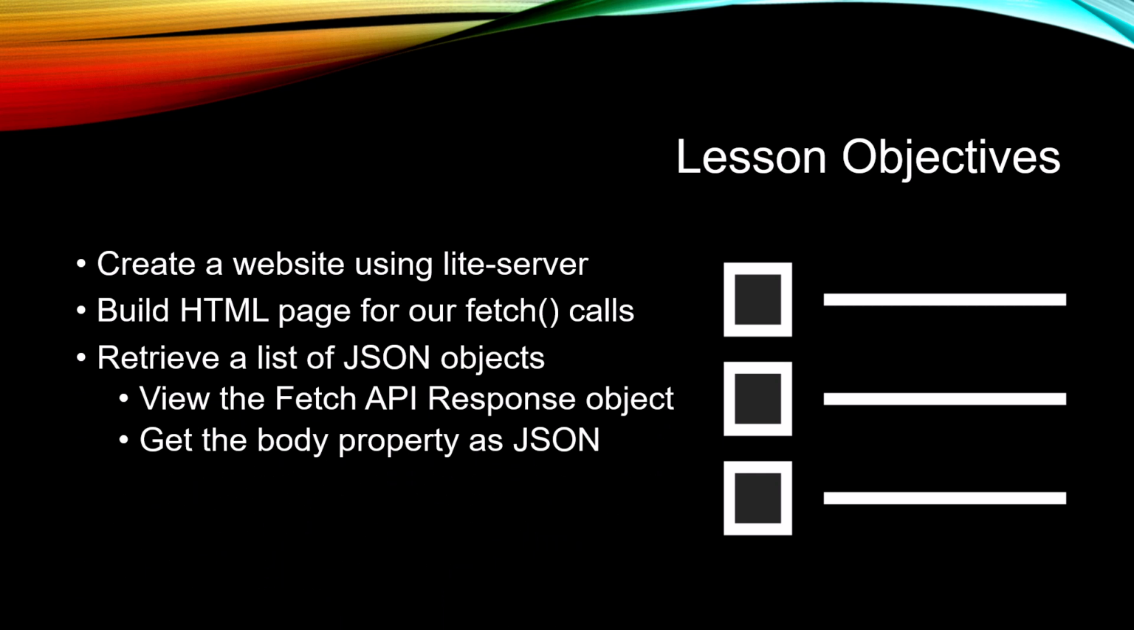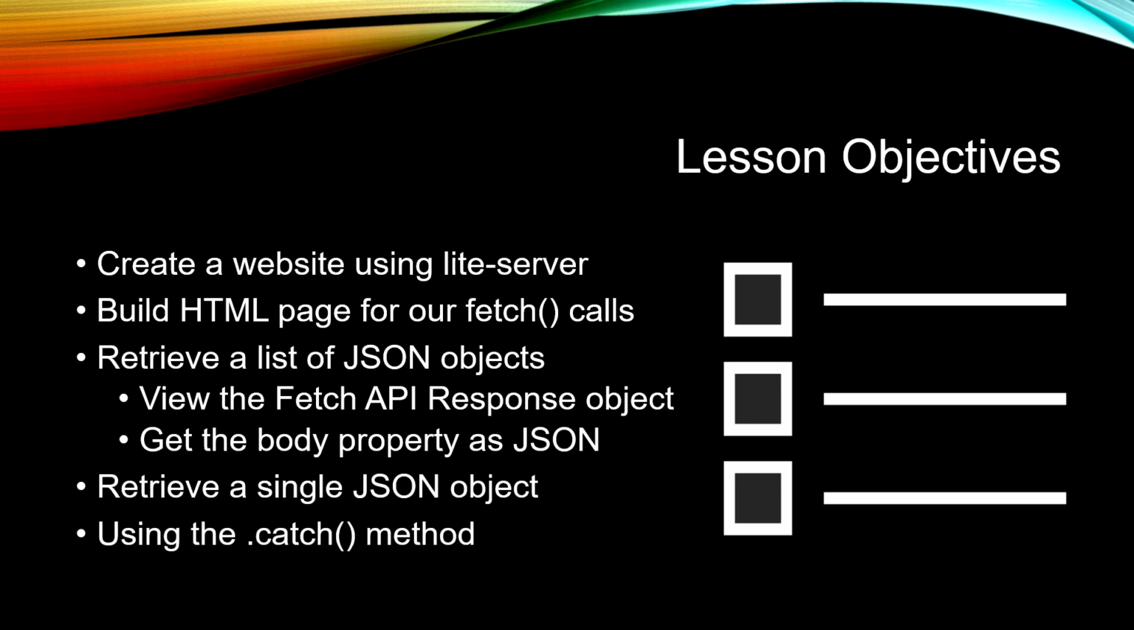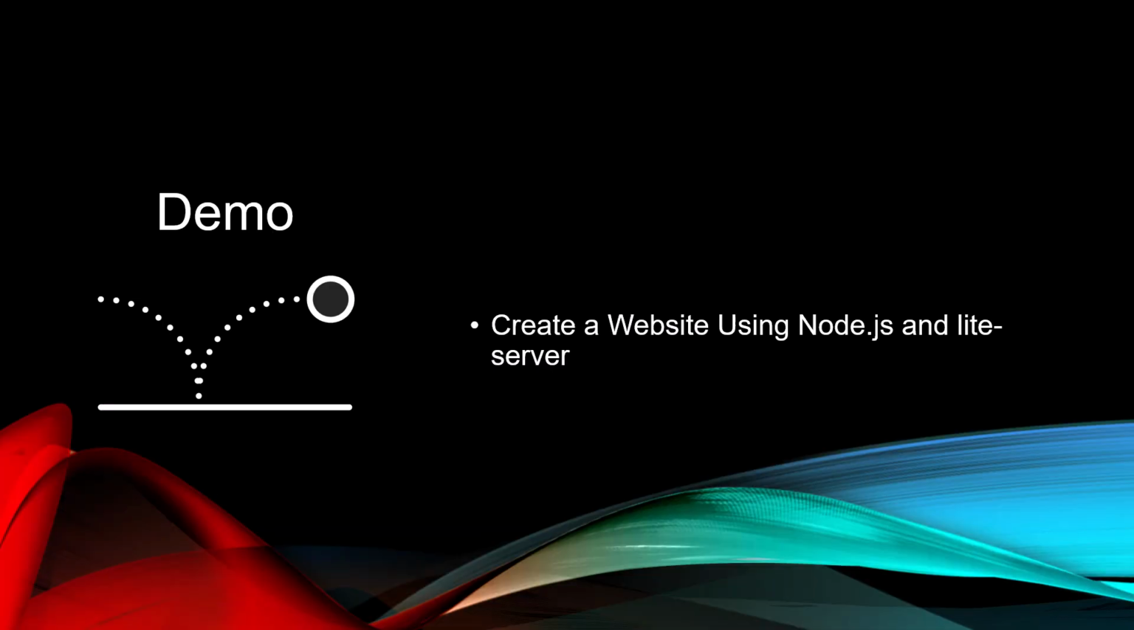different things. We're going to view the Fetch API response object by itself. Then we'll talk about retrieving that body property as JSON. We'll also retrieve a single JSON object and take a look at using the catch method. All right, let's build a little website using Node.js and Lite-Server.